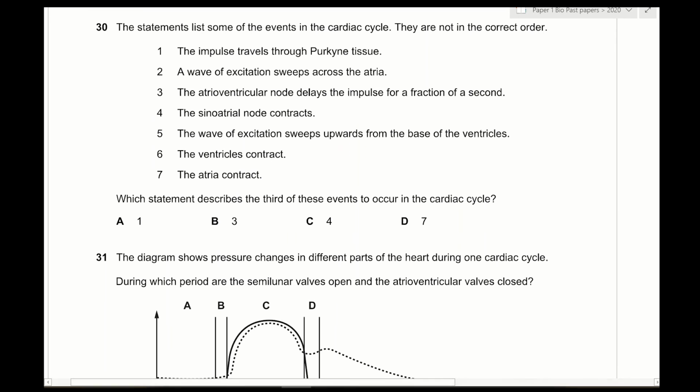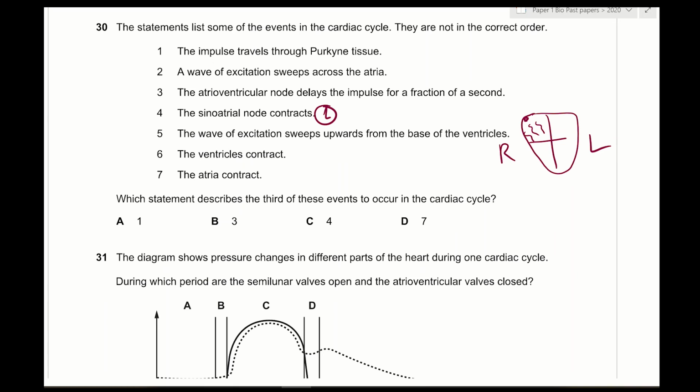Question number 30. The statements list some of the events in the cardiac cycle. They are not in correct order. Which statements describe the third of these events to occur in the cardiac cycle? Now, the cardiac cycle starts by the sinoatrial node in the right atrium initiating an excitation wave. So it initiates an excitation wave in the right atrium. So, therefore, this one is going to be the first step.